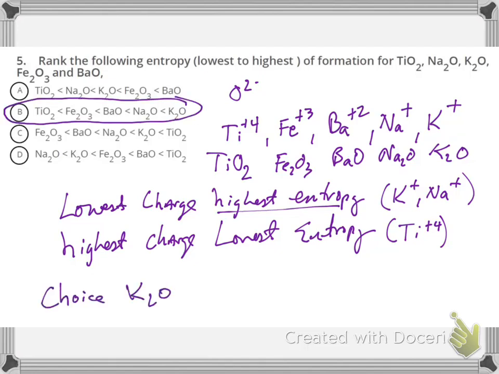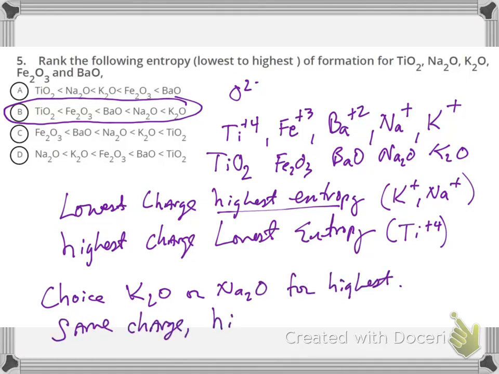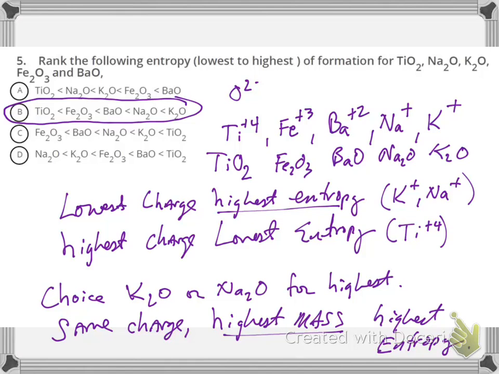If we have to choose between sodium and potassium, if they have the same charge, then we would use mass or numbers of particles. So potassium must have the highest entropy, highest mass. So that would be B. You weren't asked to distinguish between sodium and potassium. The main thing was to see that titanium oxide has to have the lowest, and sodium and potassium have to have the highest.